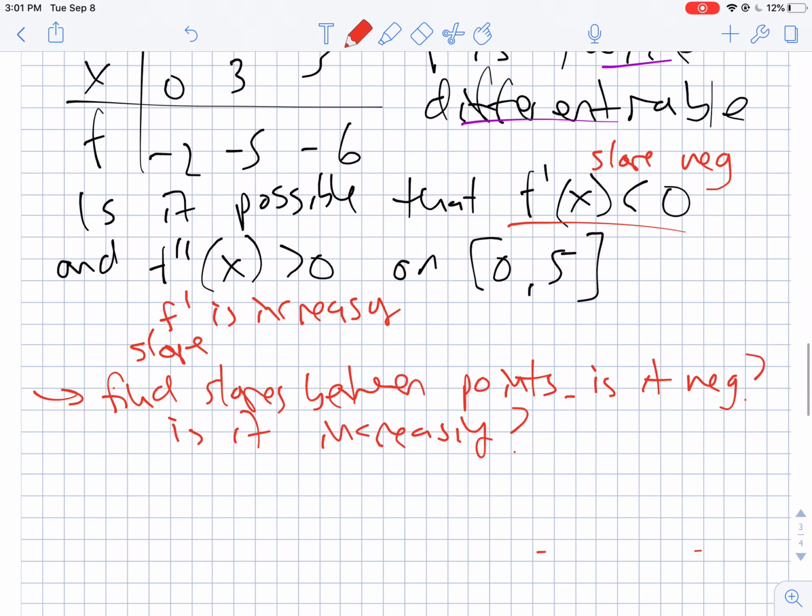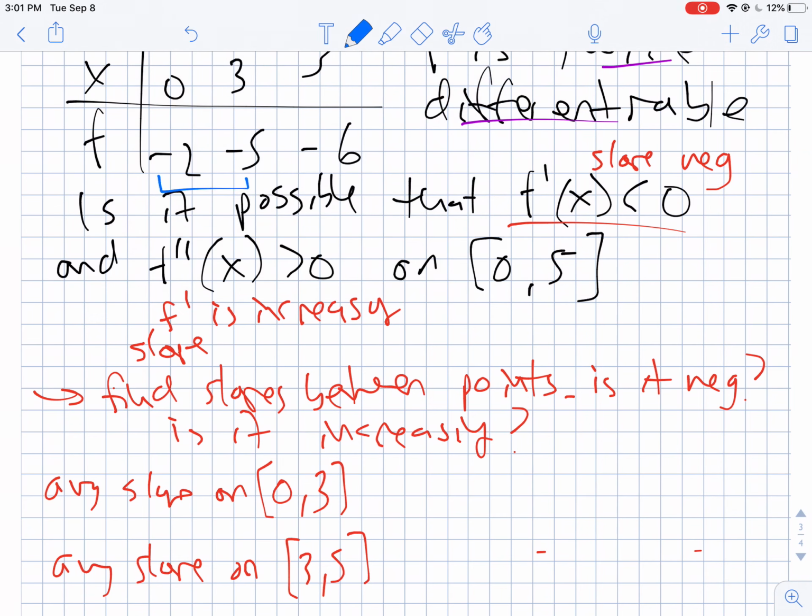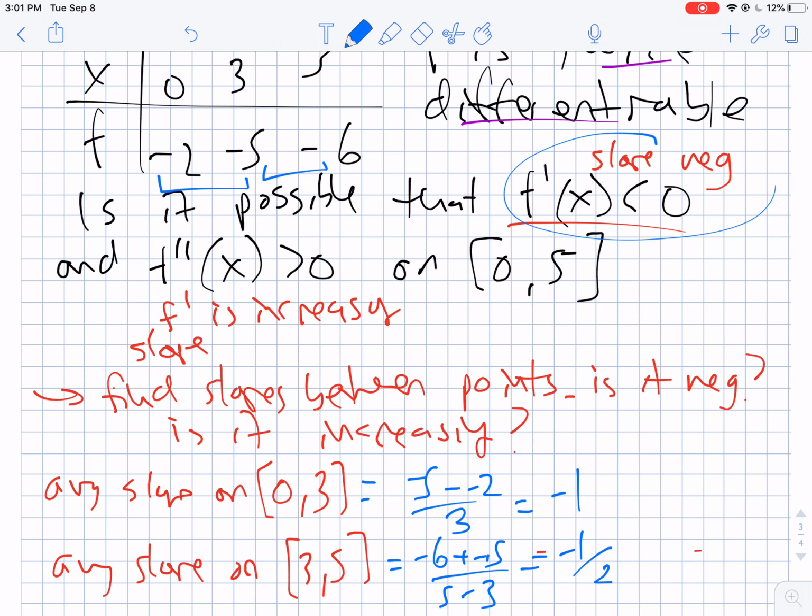Okay, so I'm going to find the average slope on the interval 0 to 3, and then I'm going to find the average slope on the interval from 3 to 5. So I'm just going to look at this and say, okay, take the average slope there. So that average slope is -5 minus -2 over 3. So I ended up getting -1. Okay. The average slope on 3 to 5, let's look at that. So we'll get -6 minus -5 over 5 minus 3. So I will get -1/2.